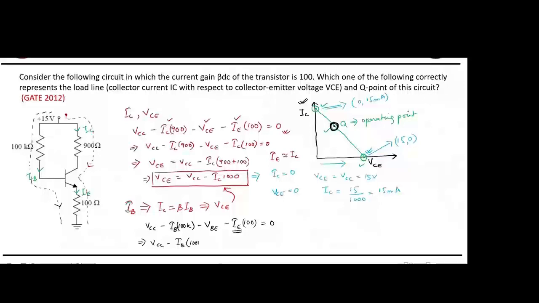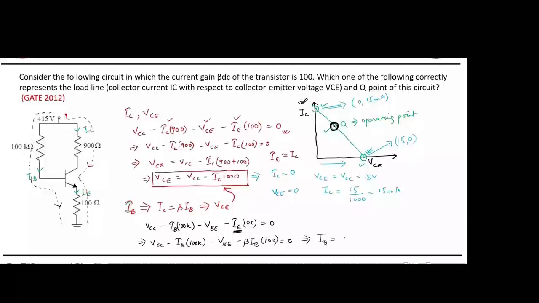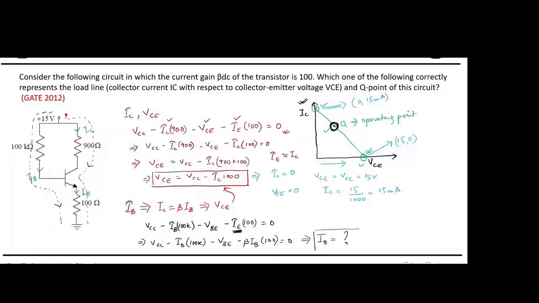In this equation, this IE, I can replace by beta into IB, yes or no? Yes, sir. Okay, from this equation, can you solve IB? Yes or no? Okay, there is a problem. What is the problem? We need to find VBE. We don't know. Yeah, good. Remember, everyone, please try to listen carefully. VBE.